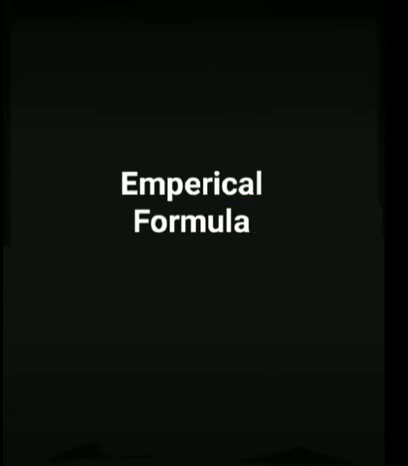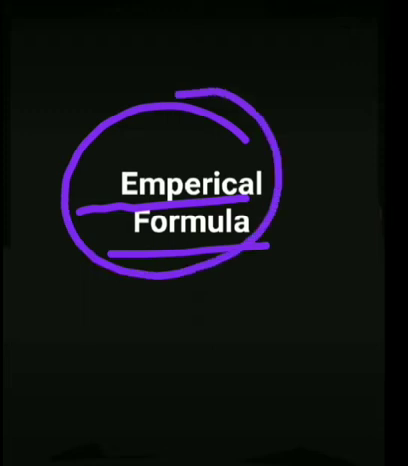So students, a formula is basically a symbolic representation of one molecule of the substance, which tells the number and kinds of atoms of various elements present in the molecule. Now the question is how these formulas are determined. The determination of the formula of a substance involves first the determination of its empirical formula. That's why it is necessary to study the empirical formula.